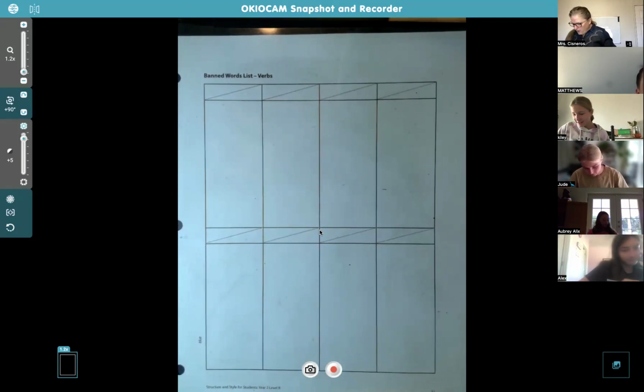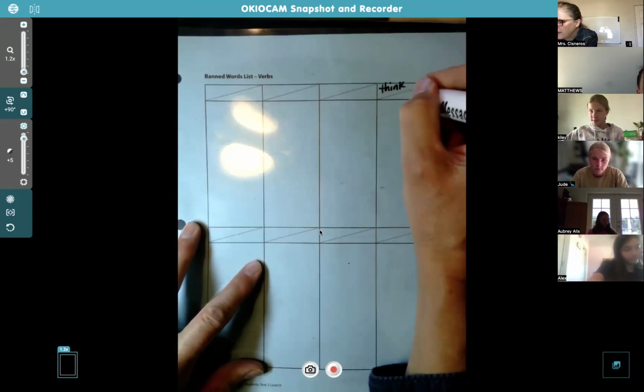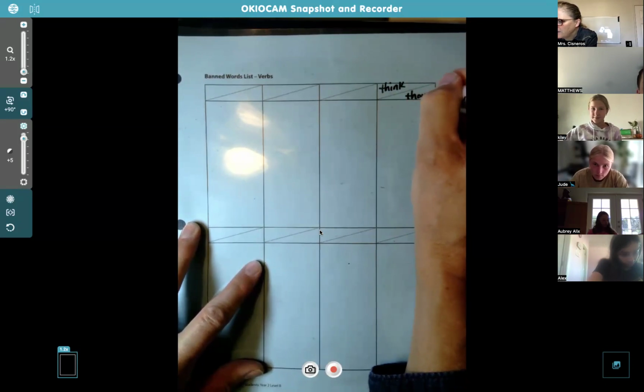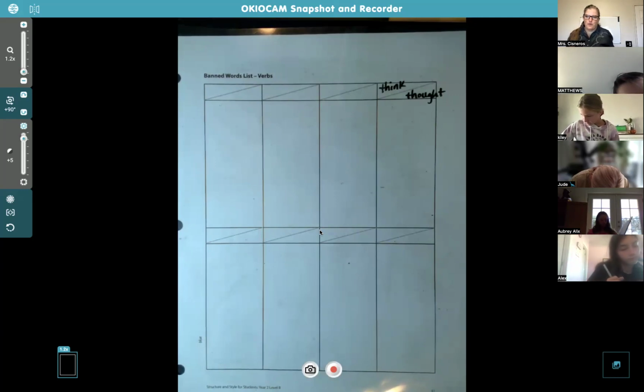We're going to add one more. Here on the end, it's think and thought. And the reason why we ban these words, by the way, is not because they're bad words. Obviously, they're words. We use them all the time. They're not bad words, but they're basic, boring, simple. And this whole idea of banning them in your writing forces you to think of a different way to put it. And that makes your writing better. So that's why we do this.